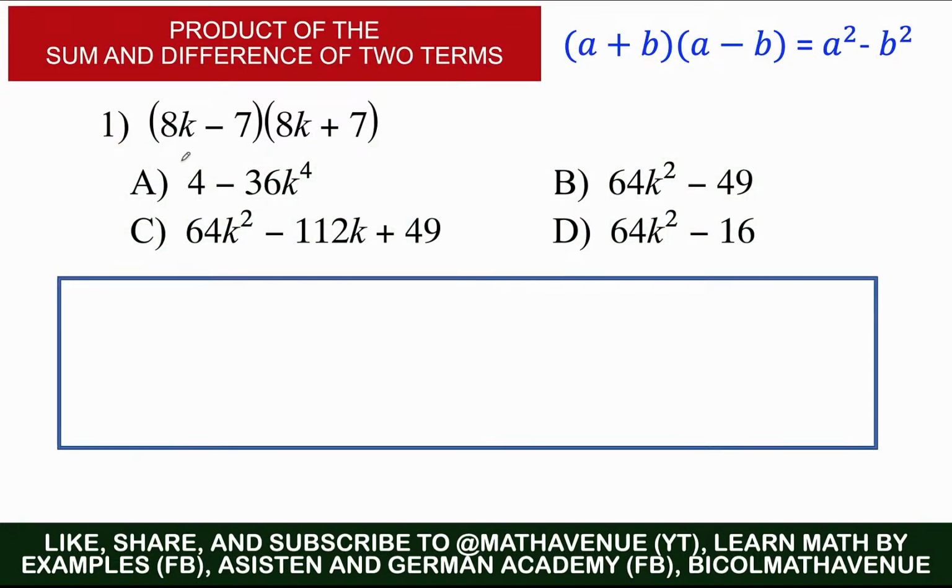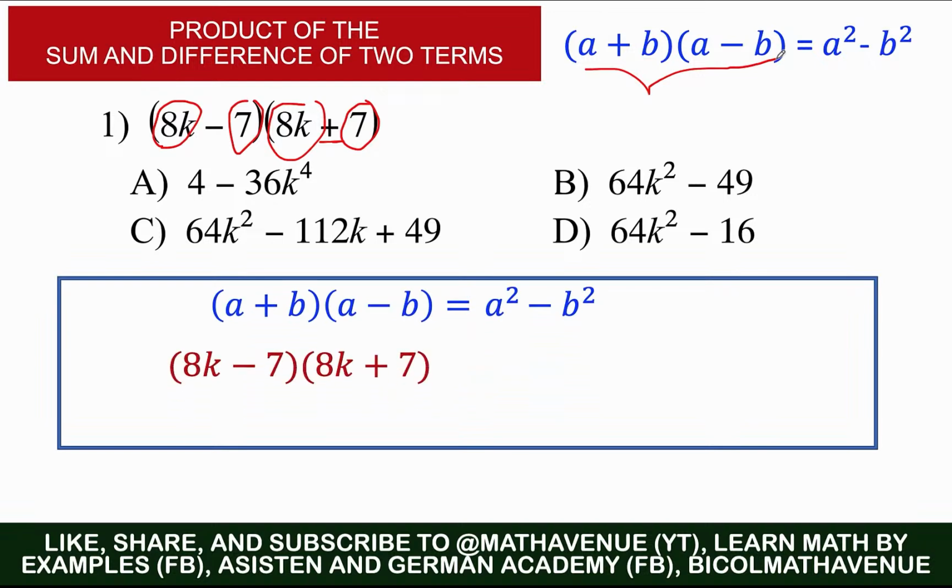So again, we need to recognize that the given problem is similar in form as this formula. So the first term is 8k, they're the same. The second terms are 7 and 7. One is plus, the other is minus. That is exactly the meaning of this. So let's copy the problem. Then the product would be, take the square of the first term. The square of 8k is 64k squared, minus is copied, and get the square of the second term, 7 squared.